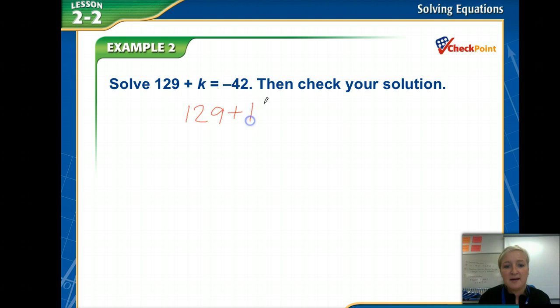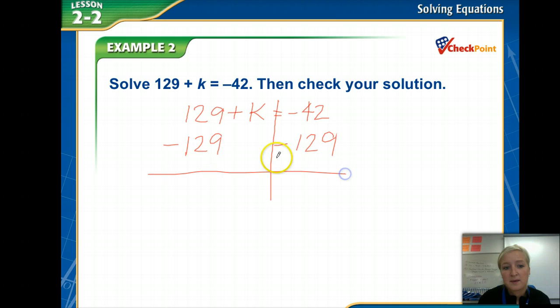129 plus k equals a negative 42. I'm going to draw my line down the equal sign. So I have a positive k by itself, and I also have a positive 129. So to undo it, I am going to subtract 129 from both sides. Positive 129, negative 129, those cancel out. I'm going to bring my variable down. A negative 42 plus a negative 129.